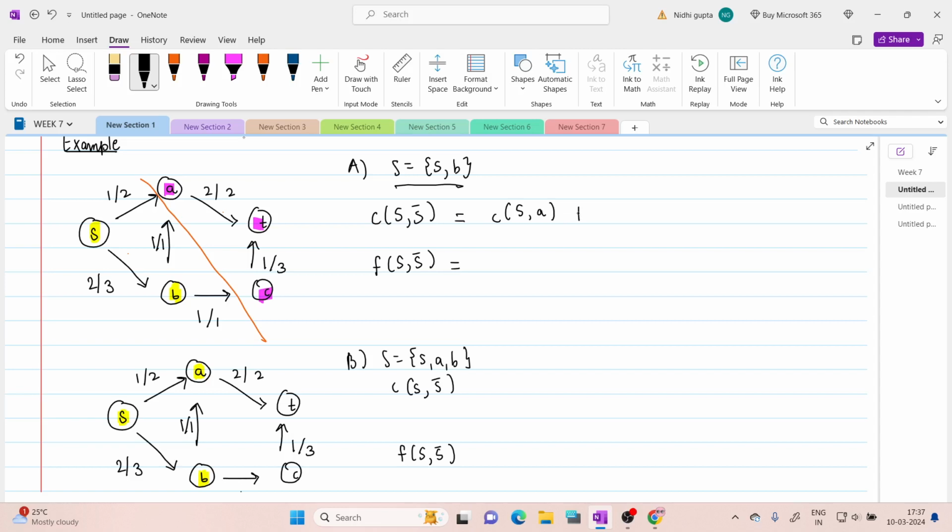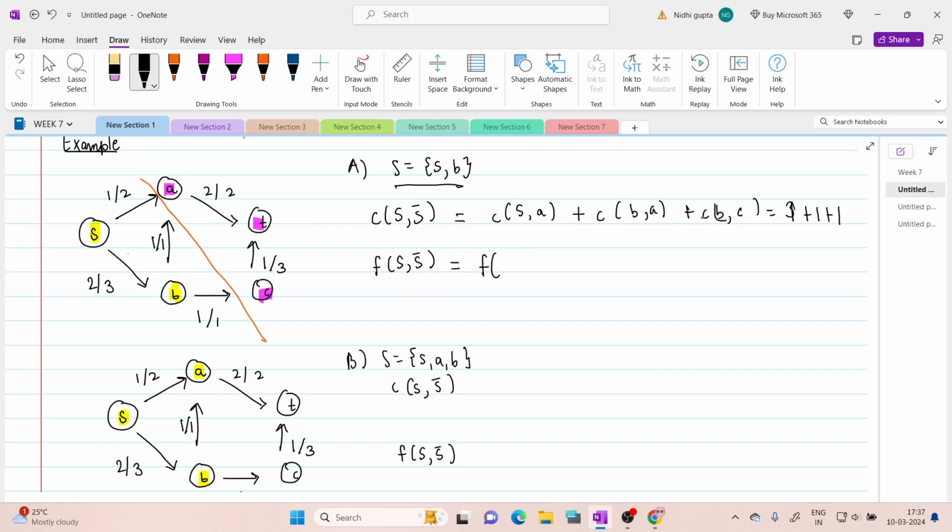Yes. So this is C_SA plus C_BA plus C_BC. So we see it is 3, right? 1 plus 1 plus 1, it is 3. What about flow? Net flow.